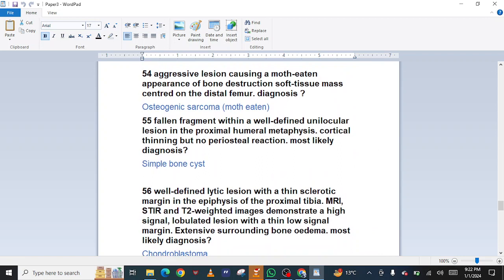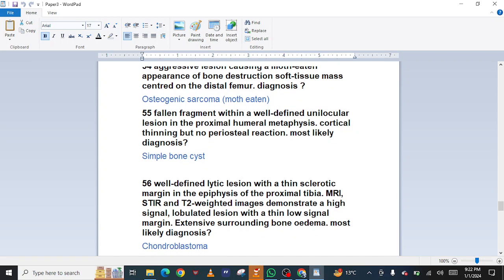54. Aggressive lesion causing a moth-eaten appearance of bone destruction, soft tissue mass centered on the distal femur. Diagnosis: osteogenic sarcoma. 55. Fallen fragment within a well-defined unilocular lesion in the proximal humeral metaphysis, cortical thinning but no periosteal reaction. Most likely diagnosis? Simple bone cyst.